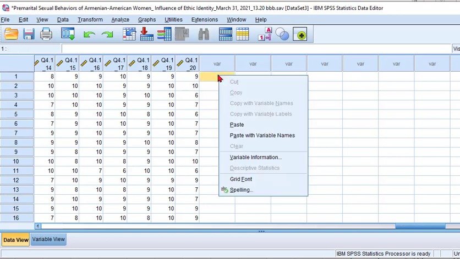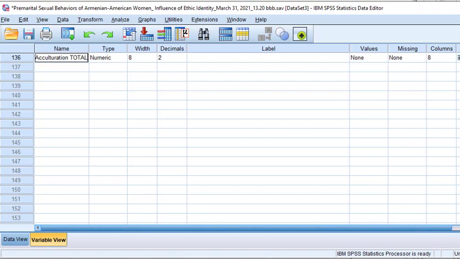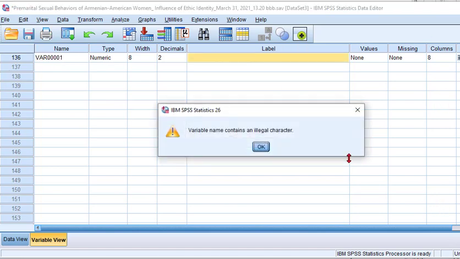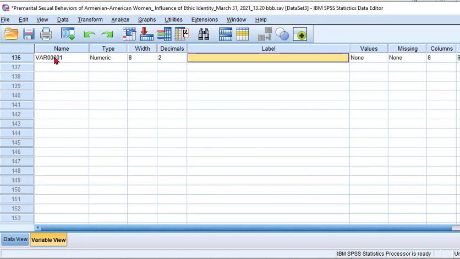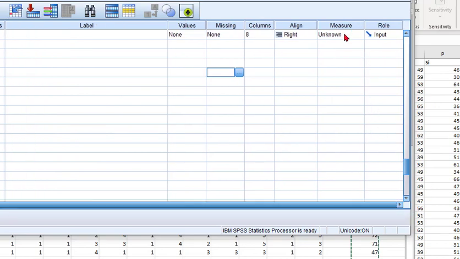Okay, so I'm going to put it here, paste, and then we're going to call this acculturation total. I had a space in there. Okay, good. And that is a scale variable.